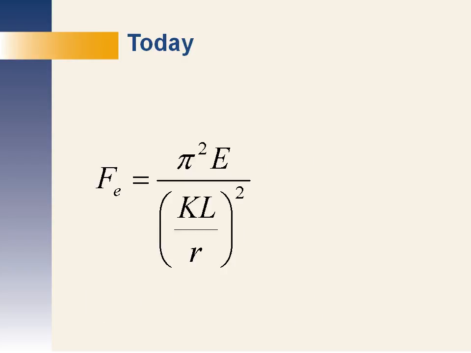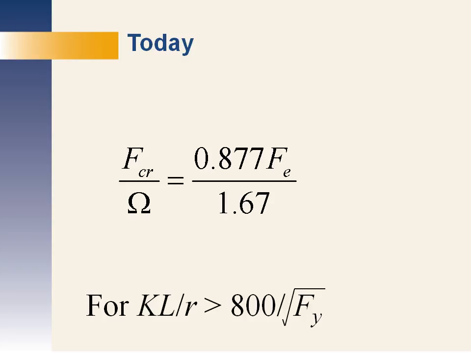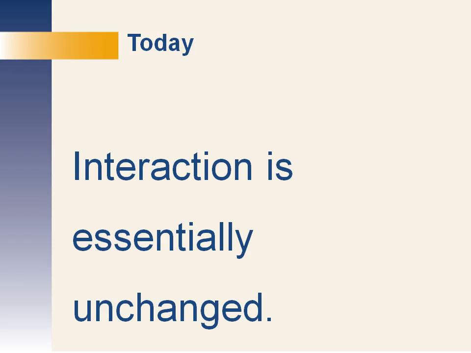Euler buckling looked like Euler buckling again, as did the LRFD and ASD formulations in the elastic range. Interaction checks were based on the LRFD formulation, so they remained essentially unchanged. They were generalized, though, to also address ASD, one set of equations that would address both methods.